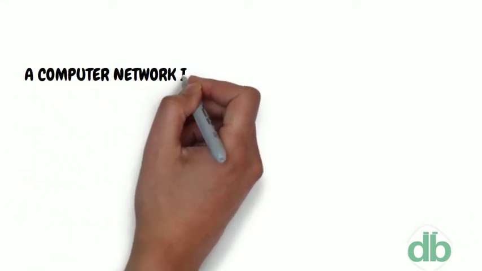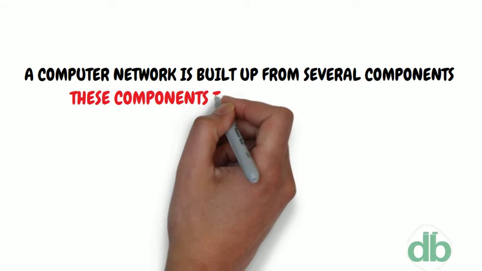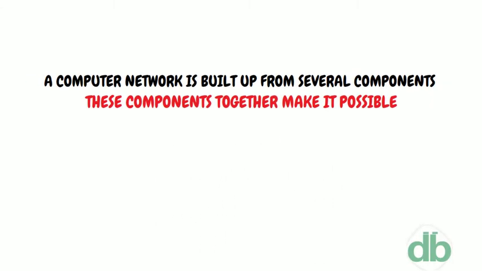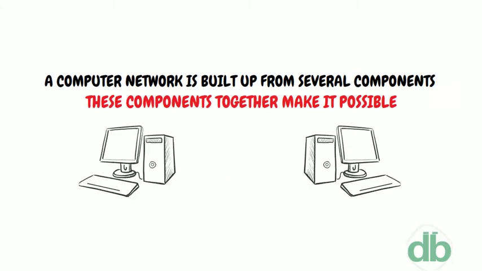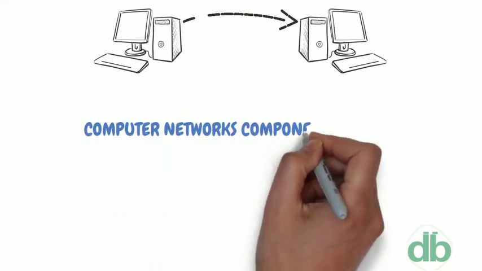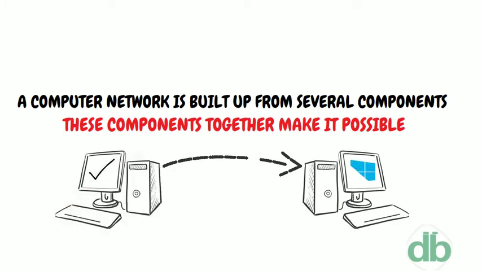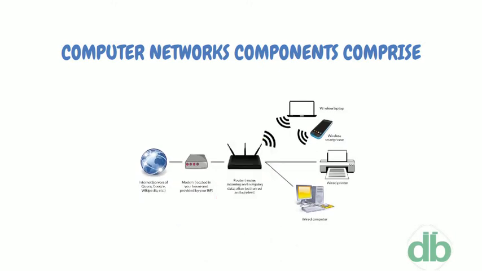A computer network is built up from several components. These components together make it possible to transfer data from one device to another and make smooth communication between two different devices. Computer network components comprise both physical parts as well as the software required for installing computer networks, both at organizations and at home.